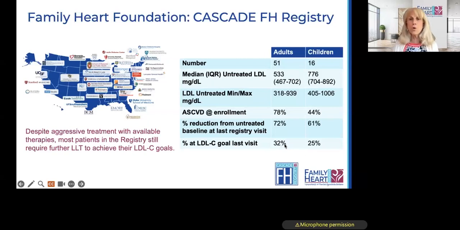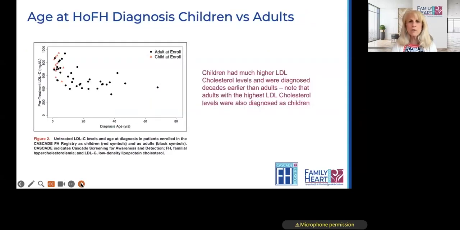And what is goal? Goal for individuals with cardiovascular disease, whether they're adults or children, would be an LDL less than 70. And for children, if they don't have atherosclerotic vascular disease yet, the LDL goal would be less than 130. Lower would be better. And for adults without cardiovascular disease, an LDL less than 100. And 25% of children achieve their goal. So despite aggressive lipid-lowering therapy in specialty clinics, not everybody was able to achieve their lipid goals.